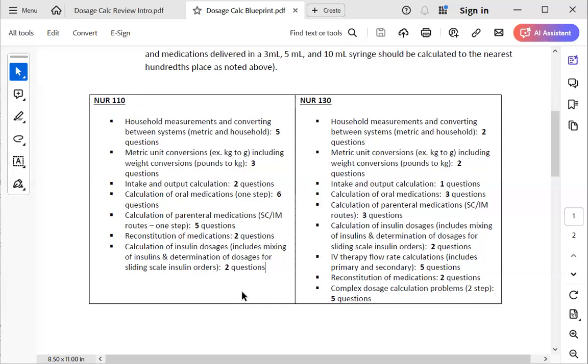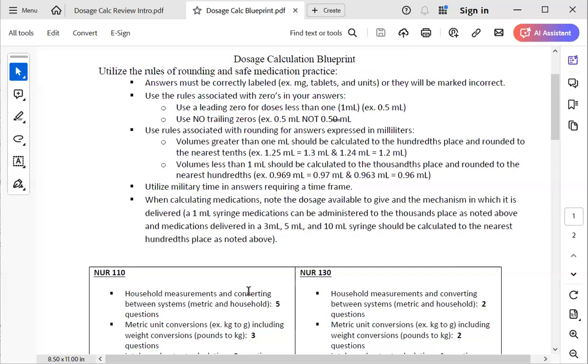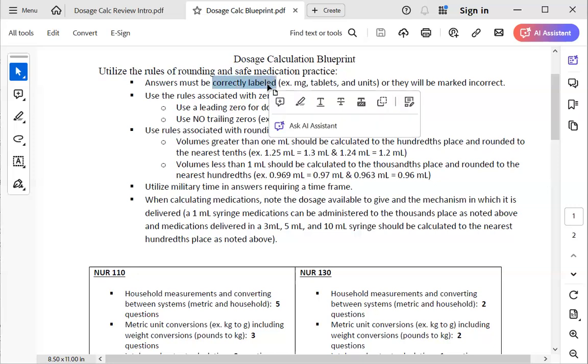There's a couple of things that they kind of nitpick on, and that's what these other rules are. So I didn't make these rules up. When you see these later on, these are rules that were put together by the nursing department. And basically, there's just a couple things that they're looking for: make sure that you label your medication correctly.